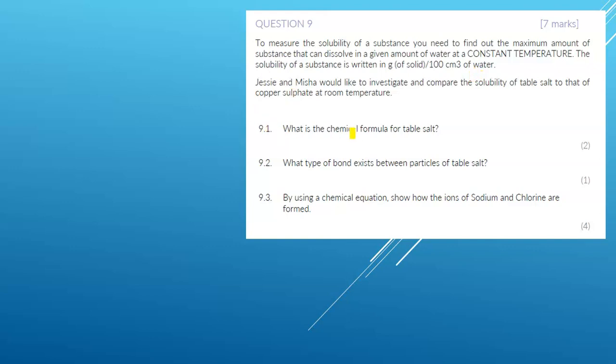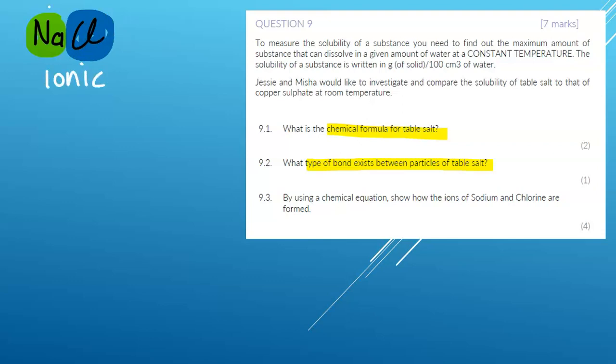So the first one that they ask is, what is the chemical formula of table salt? Now that is again something that you need to know. It would have been on a list that you would have received probably last year. It was a lot of learning work. So it's sodium chloride. What type of bond exists between particles of salt? Now sodium is a little gnome and chlorine is a little monster, and when they come together we form an ionic bond.